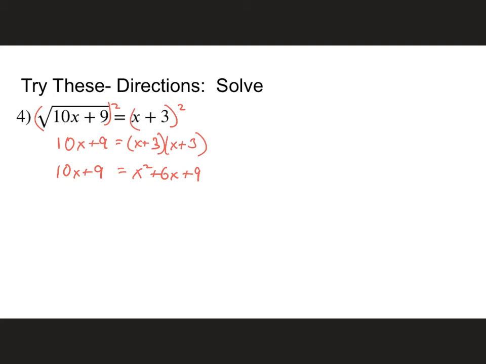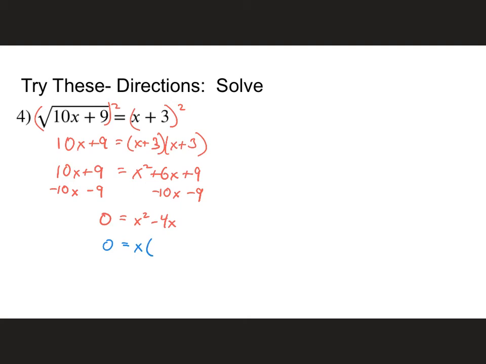I'll combine my like terms, set this thing equal to 0. So I'll subtract 10x and subtract 9 from both sides. That gives me 0 equals x squared minus 4x. Hey, this is pretty cool. Now don't forget, this is like the easiest factoring there is.